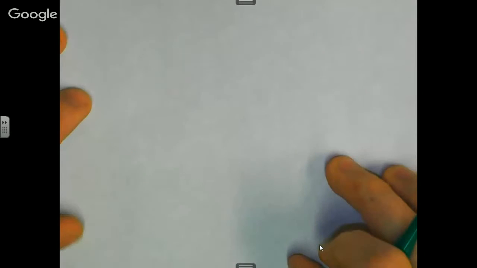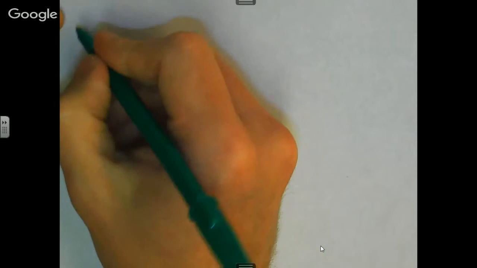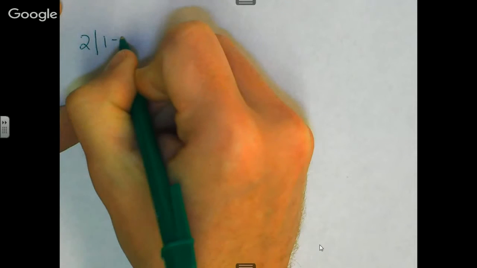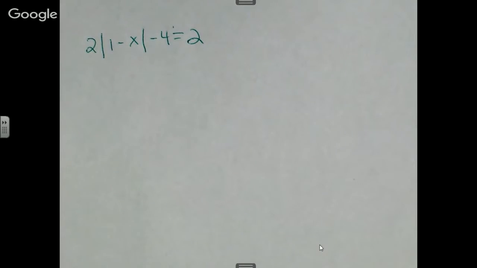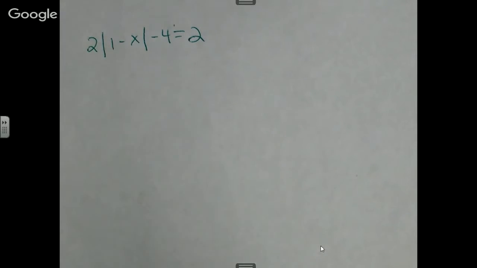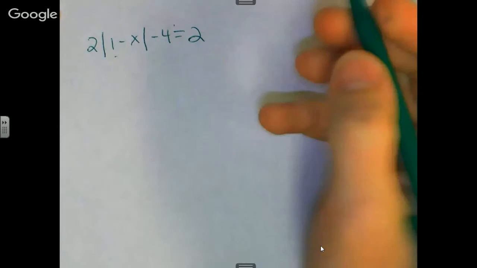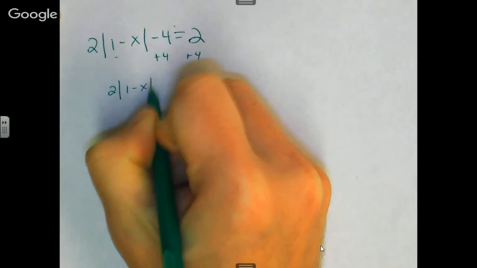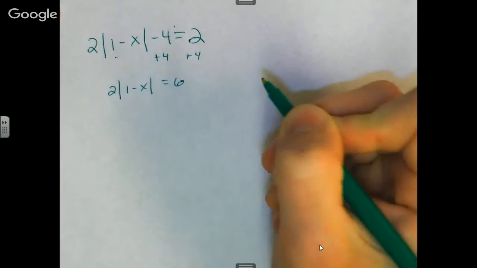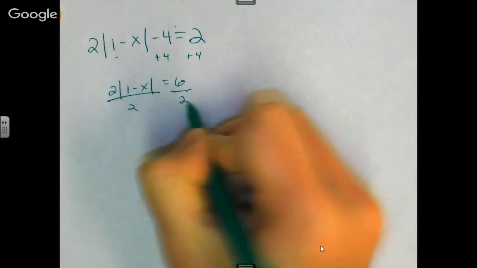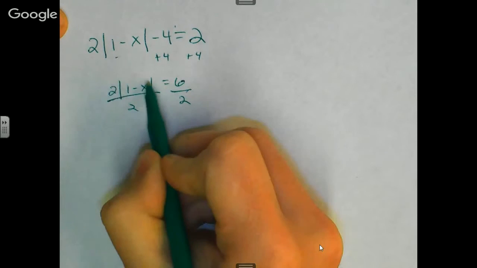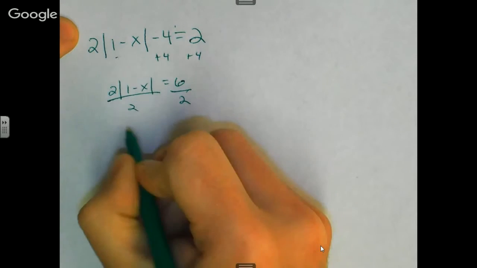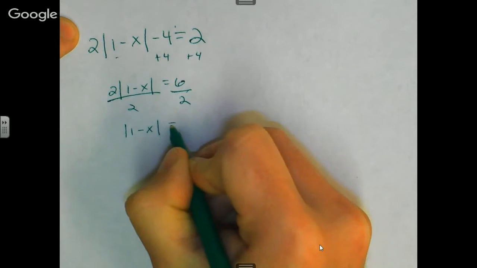There's one more kind of problem I want to look at before your suggested problems here. Let's just look at this one real quick. Something like this. Okay, the absolute value is not alone. So I want to get it alone. So I'll add 4. So 2 absolute value of 1 minus x equals 6. Divide by 2 now. Okay, I cannot distribute this 2. I just need to divide by the 2. So then I'll get the absolute value of 1 minus x equals 3.